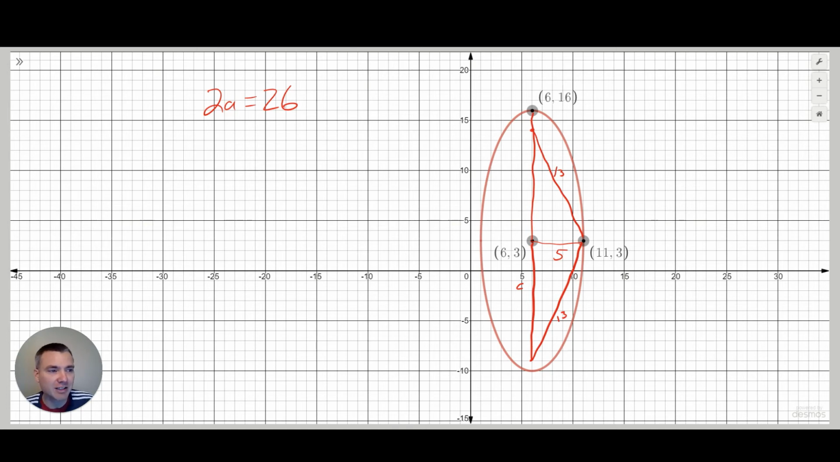So if this is 13 and this is 5, I know this is also a right triangle. I can find the distance from the center to the foci. The equation is c squared plus 5 squared equals 13 squared, or c squared plus 25 equals 169, which gives us c squared equals 144, and c is plus or minus 12.